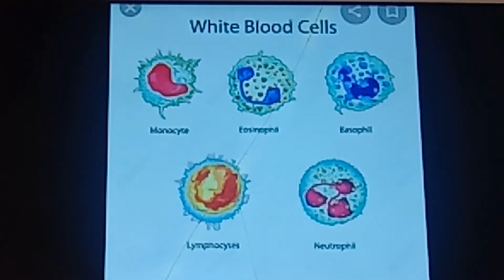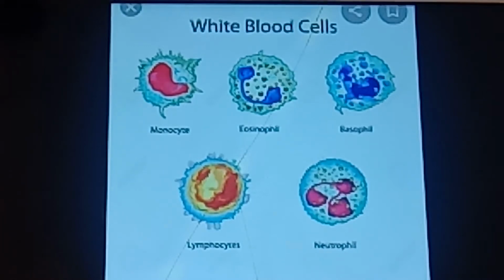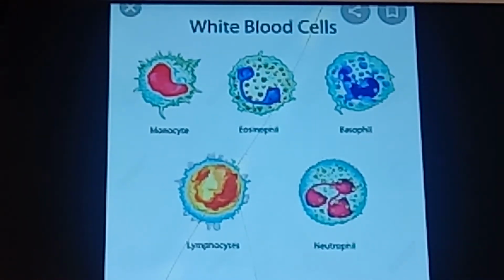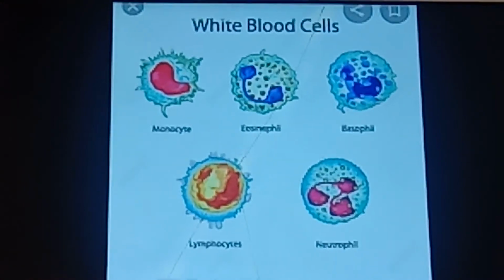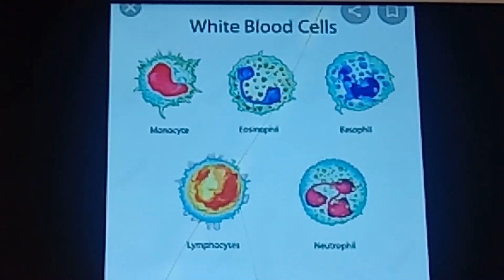Okay. Next, there are many types of WBC: neutrophils, eosinophils, basophils, lymphocytes and monocytes. These are all the types of white blood cells. White blood cells come in two categories: granulocytes and agranulocytes. First, short notes on neutrophils, eosinophils, basophils and lymphocytes.